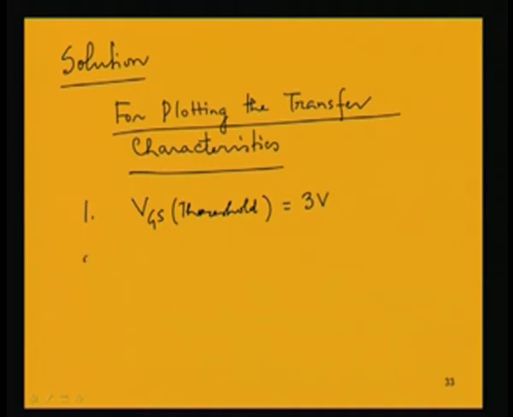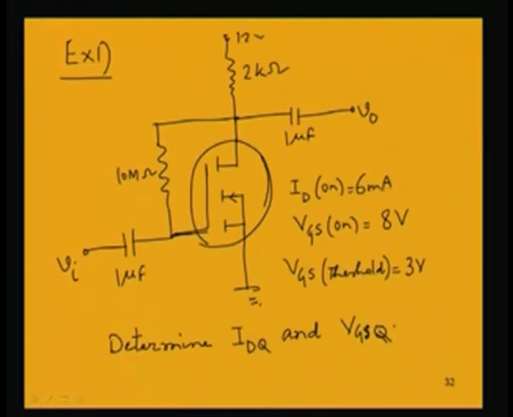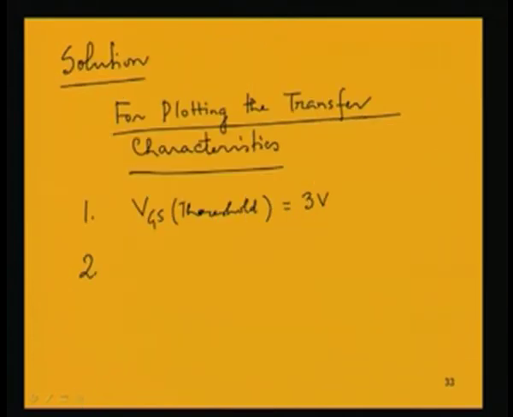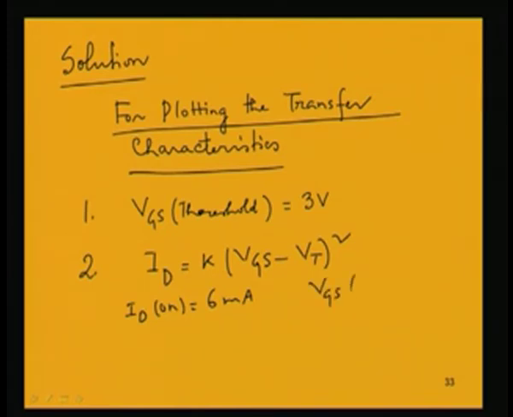So, that is known. The second point can be found out from the data given as ID on and VGS on, which are 6 milliampere and 8 volt, because we have this expression for the current given as ID equal to K into (VGS minus V threshold) square. ID on given to us is 6 milliampere, for the corresponding VGS on of 8 volt. So, we know what K is.